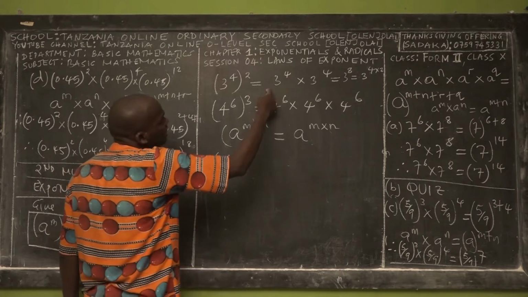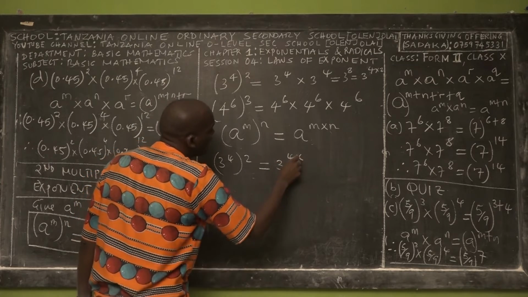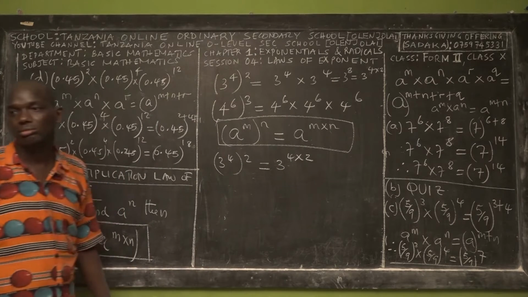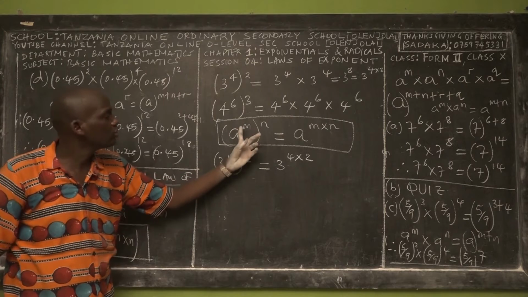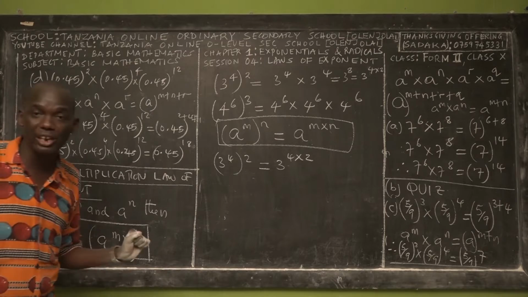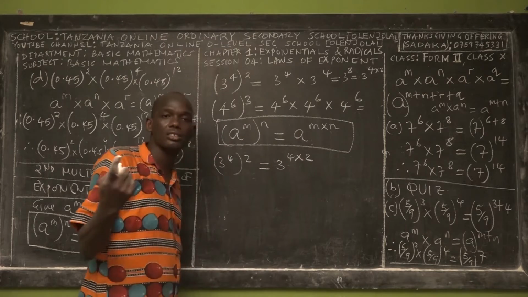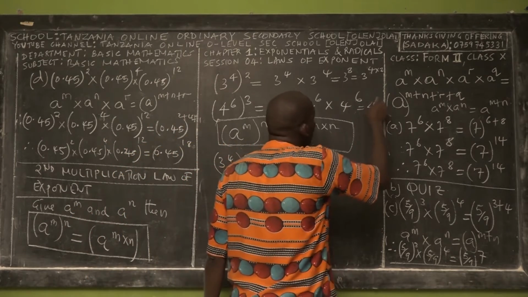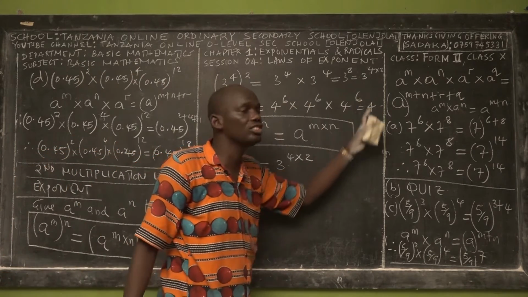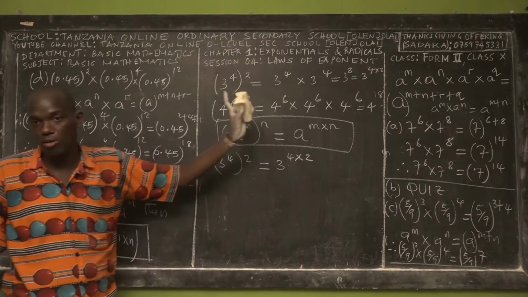With this new law, there's no need for us to write in expanded form like this. This is equal to 3 power 4 times 2. Why? Because of this bracket sign, we multiply the exponents. Are we together? Similarly, if you're applying the multiplication law for this case, how many bases do we have? 1, which is 4. How many exponents do we have? 6, 6, 6. So 6 plus 6 plus 6 is equal to 18. So this is 4 power 18, by using the first law of multiplication.